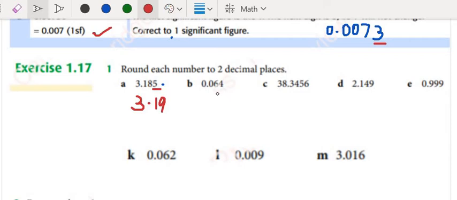Next, 0.064. We see the third decimal place is 4. The 4 is less than 5, and we can write the answer 0.06 without adding 1, because the third decimal place is less than 5. And here the third decimal place is 5, so we can add 1 to 4, which will give you 38.35.